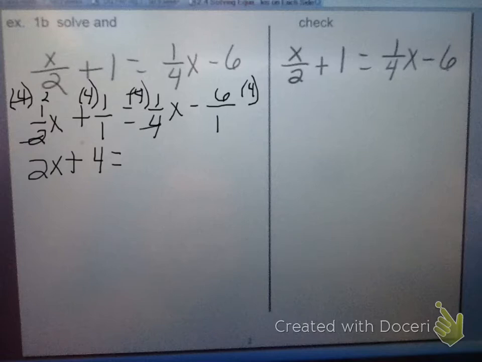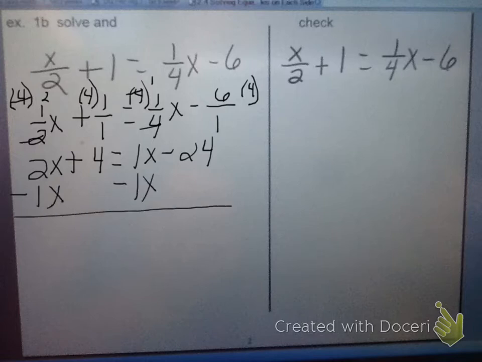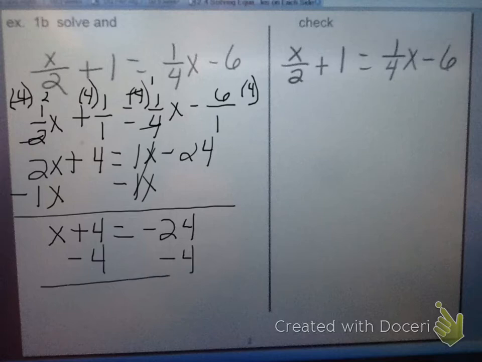4 goes into 4 one time. 1 times 1x is 1x. Minus 6 times 4 is 24. Now I'm going to subtract 1x on both sides. 2x minus 1x is 1x, or I can just say x. That's a negative 24. Then I'm going to subtract 4 on both sides. Negative 24 and a negative 4, when the signs are the same, I add and get a negative 28.